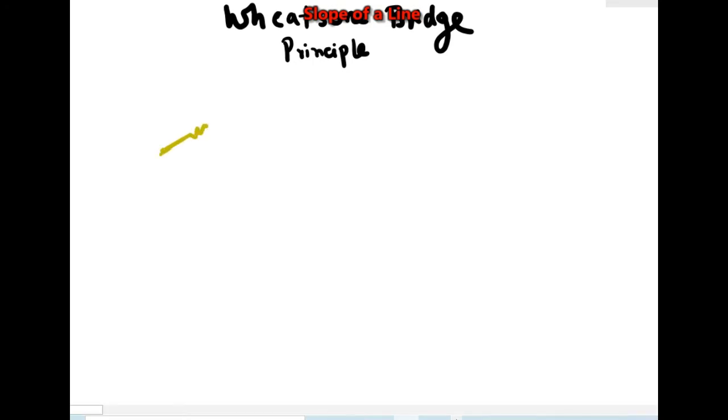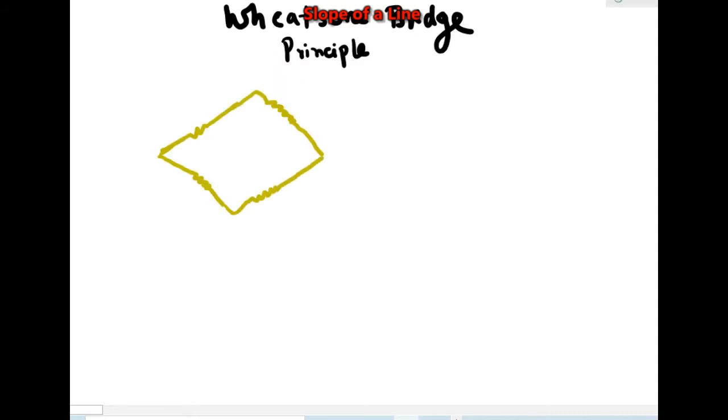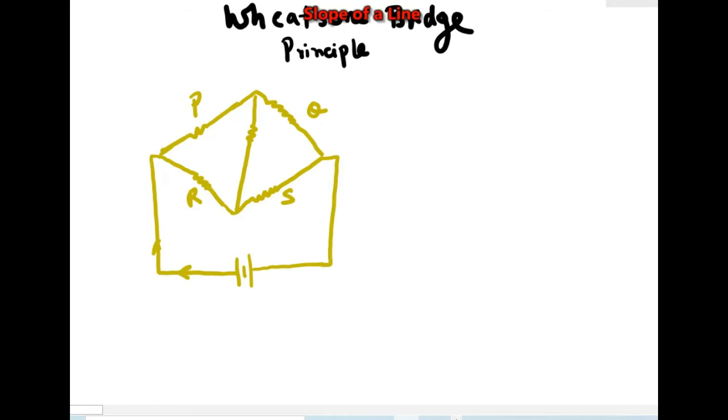So I'm just drawing how the Wheatstone Bridge appears as a concept. If you can see, I'm drawing a square shape, and there is a resistance on each side. So these are P, Q, R, S, and then what you have in the Wheatstone bridge is an external battery which is driving the current in this circuit. The current splits here and splits here.